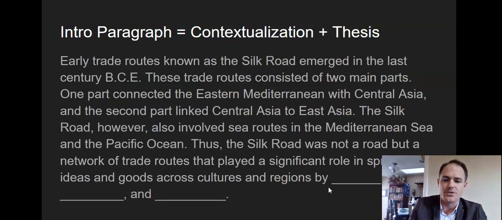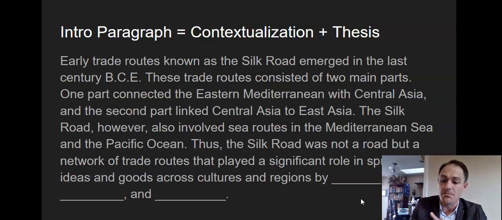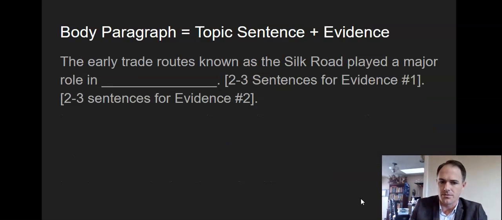So what I want you to do is choose one of your points from your thesis statement. Probably the one you're most comfortable with, or the one you know the most about. So you're going to start your body paragraph with a topic sentence related to your thesis statement. I suggested starting like this. The early trade routes known as the Silk Road played a major role in some spread of some idea, some spread of some good. Whatever you choose, then the evidence that you use to back that position up must connect.